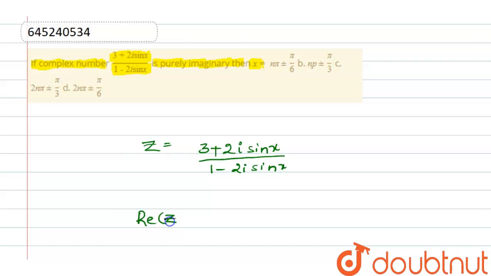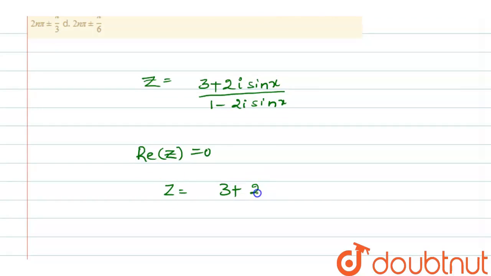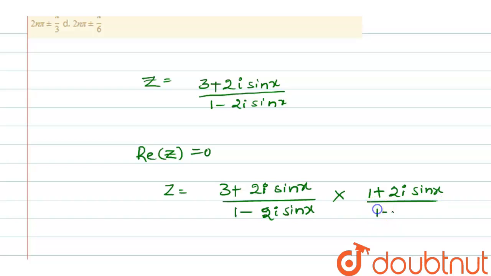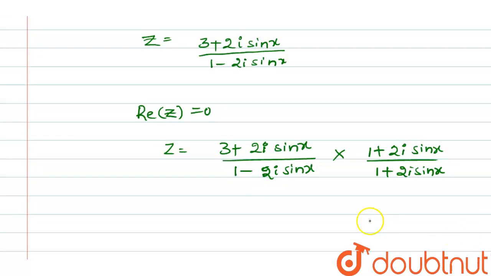Real part of z equals 0. So z = (3 + 2i sin x) / (1 − 2i sin x). Rationalize this, so we multiply by (1 + 2i sin x) / (1 + 2i sin x). The next step is (3 + 2i sin x)(1 + 2i sin x).